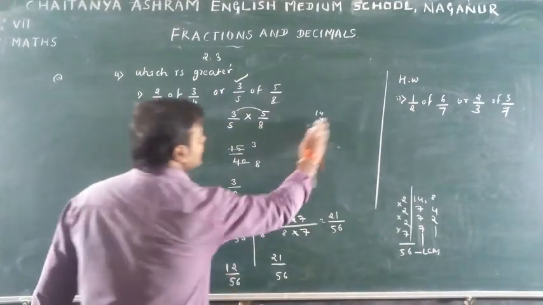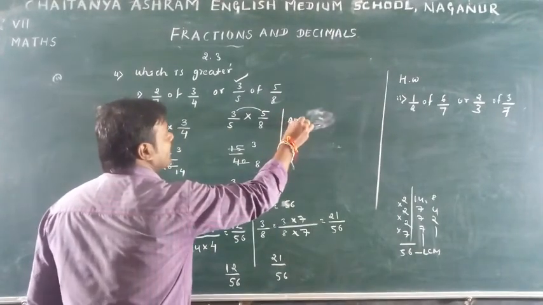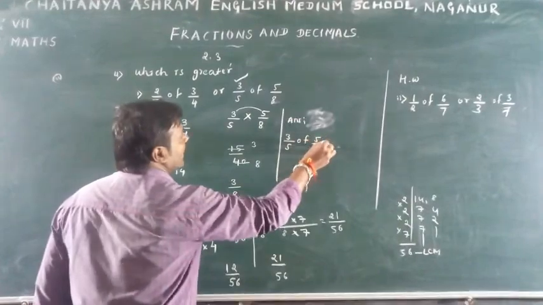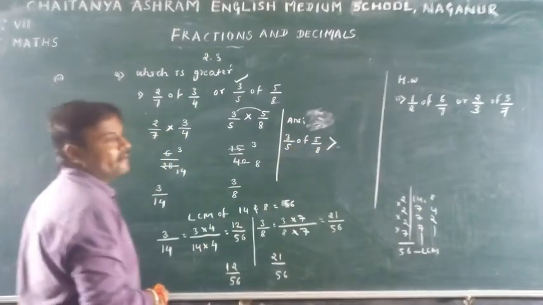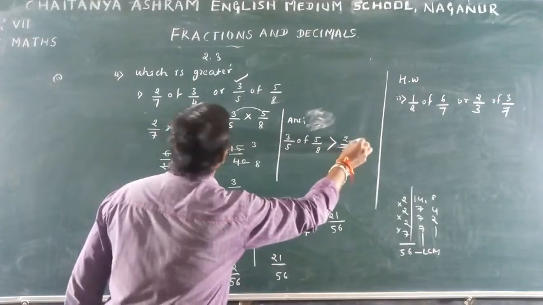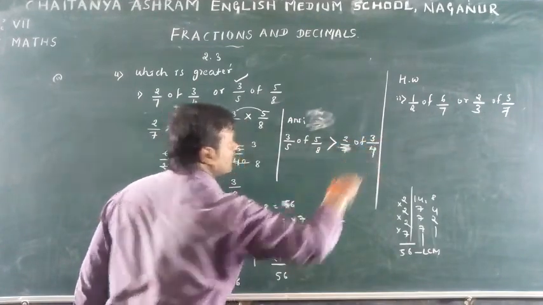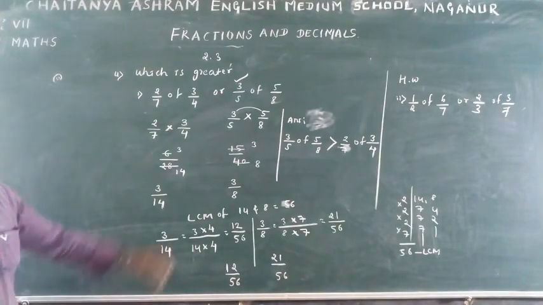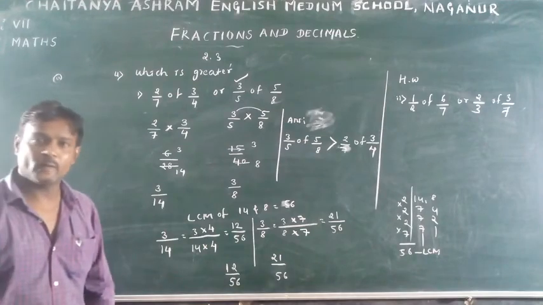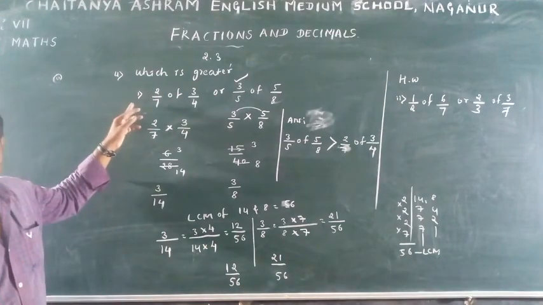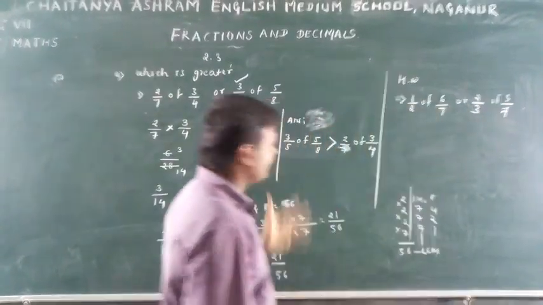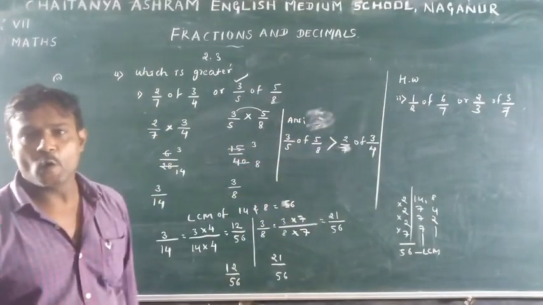So how to write the answer? We should write the answer like this: 3 by 5 of 5 by 8 is greater than 2 by 7 of 3 by 4. Dear children, with this we completed exercise 2.3. Some questions I have given you to solve on your own: this is the first one, and do this second one. Follow the same procedure and do it as homework.